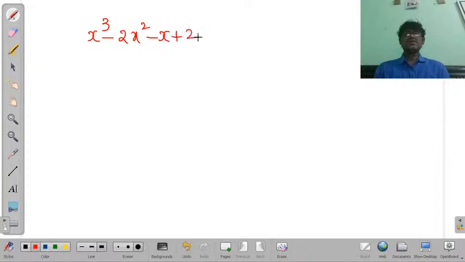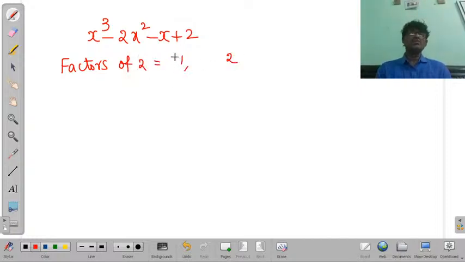As I said earlier, you use the method: first you take the factors of 2. Factors of 2 are 1 and 2, right? You take plus or minus 1 and plus or minus 2. You check first p of 1 equal to, then p of minus 1, p of 2, p of minus 2, like that you check. So first you take this one as p of x.